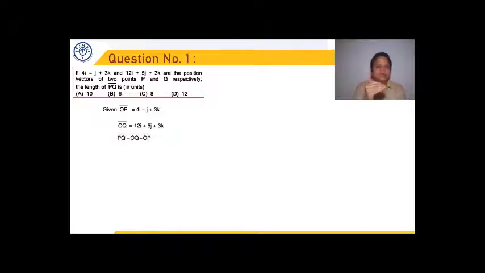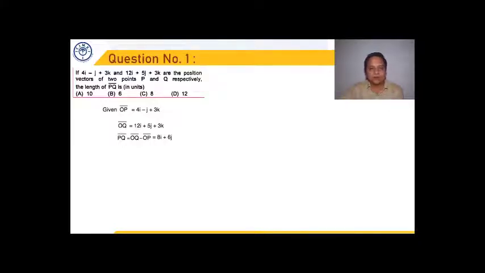We had OQ with us, we had OP with us. OQ is 12i plus 5j plus 3k and OP is 4i minus j plus 3k. If we subtract, 12i minus 4i becomes 8i. 5j minus of minus j becomes plus j, 6j, and 3k minus 3k cancels out. So we get PQ vector as 8i plus 6j. This is the way in which we found the vector PQ. PQ is OQ, position vector of Q minus position vector of P. And position vector of P and Q was given in the question.